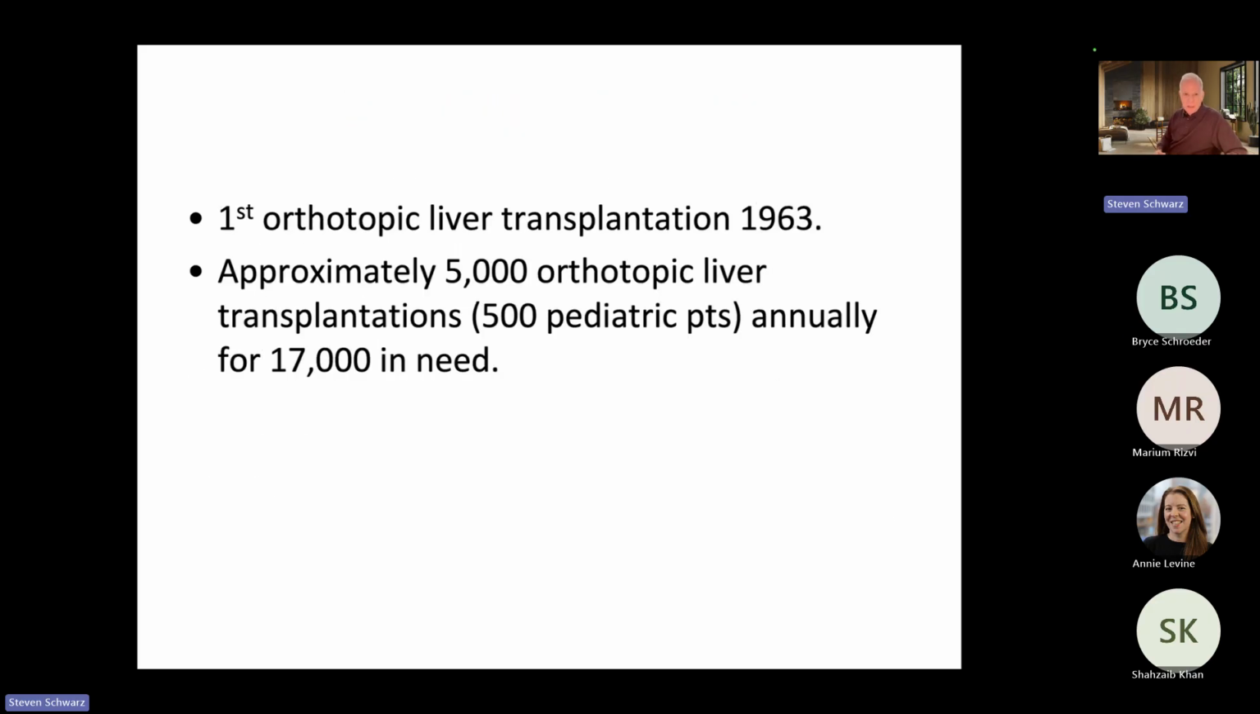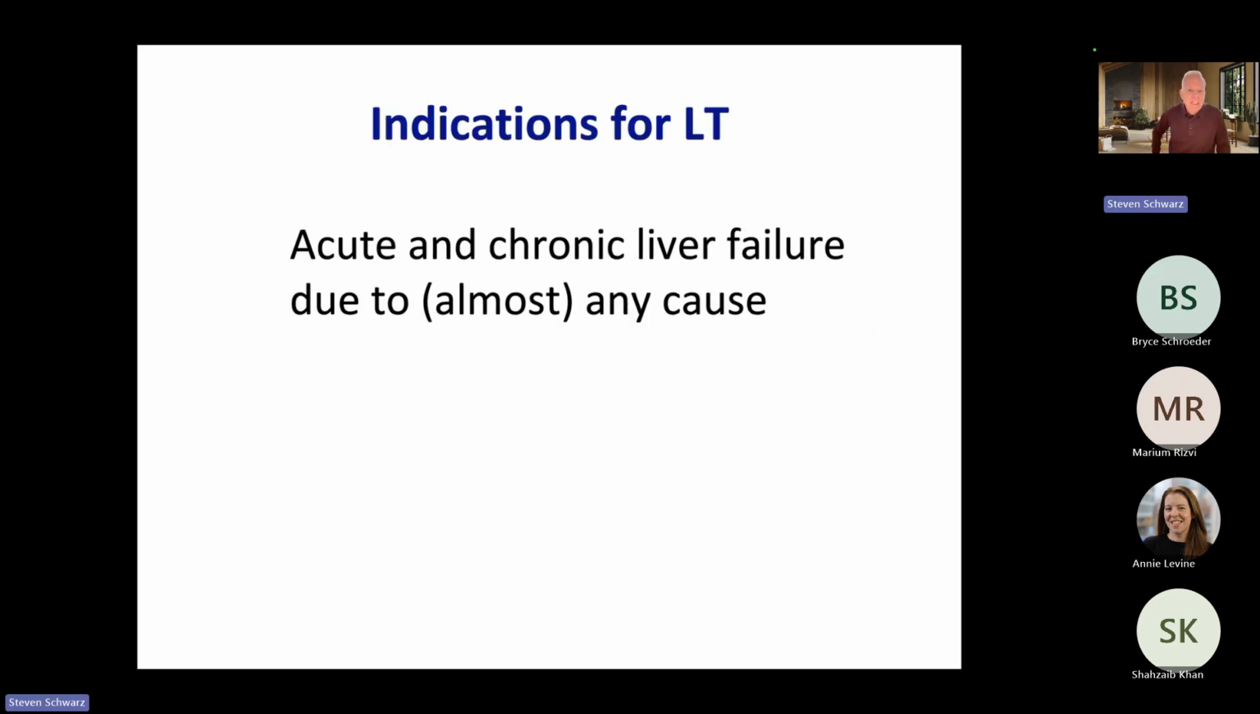So let's get started. The first orthotopic liver transplant was in 1963. There are approximately 5,000 in the US and 500 pediatric annually, but the need is much, much greater than that. The indications for transplant include acute and chronic liver failure due to almost any cause, and we'll look at some of the contraindications later on in this session.